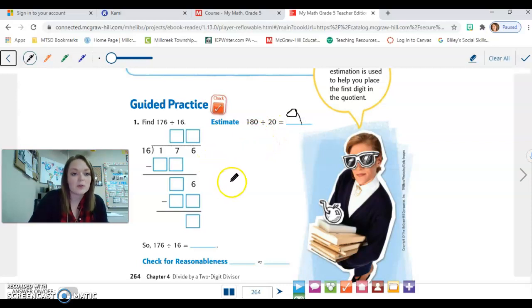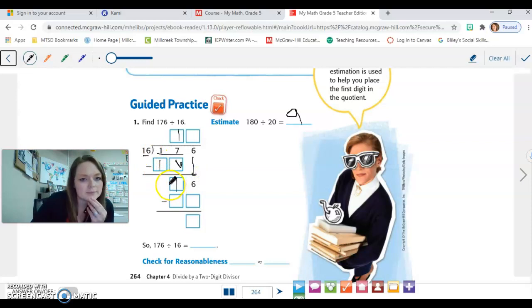So we need our answer to be reasonable, to be similar to 9. Okay, first we're going to start out with our first two. 16 goes into 17. How many times? 1 time. We're going to subtract 17 minus 16. We have 7 minus 6 gives me 1. 1 minus 1 gives me 0. We're going to bring down our 6. How many times does 16 go into 16? 1 time. We're going to put a 1 up top. Subtract 16. 16 minus 16 gives me 0.